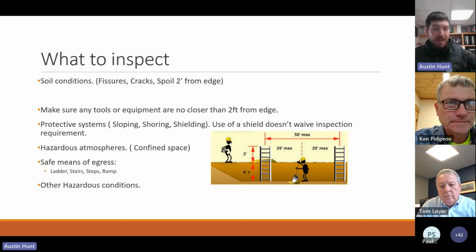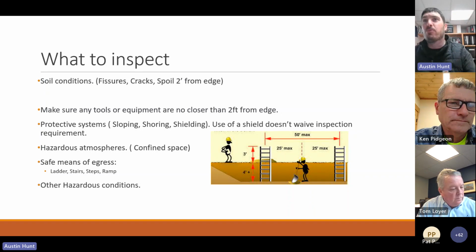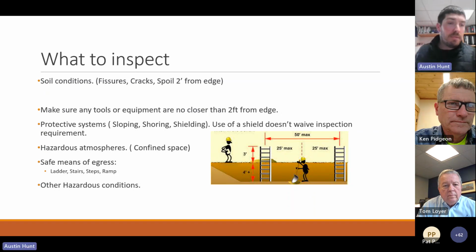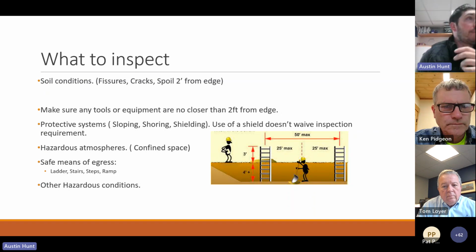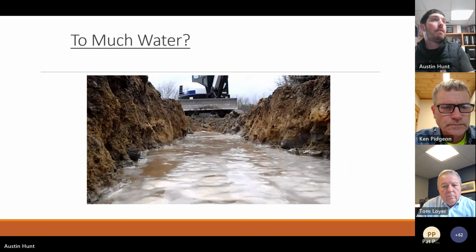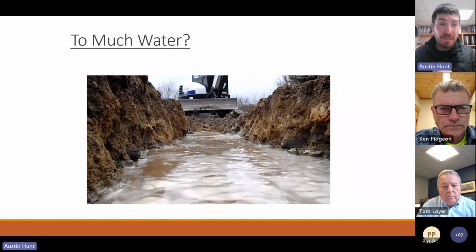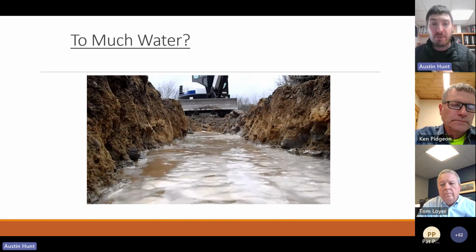Yes, on the JHA, I have a slide here that shows what you should write in if you classify that soil as whatever type. So I kind of went over what to inspect. Also, inspect hazardous atmospheres and other hazardous conditions. Also, watch for water in the trenches. You can go from a type A soil to a type C very quick if you add water. Water can really destabilize a trench.